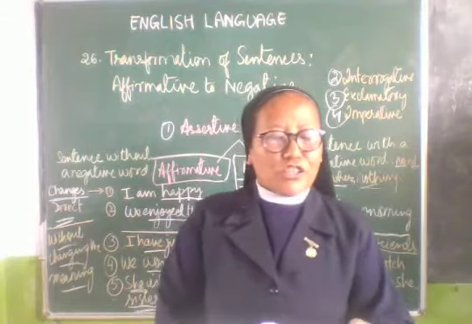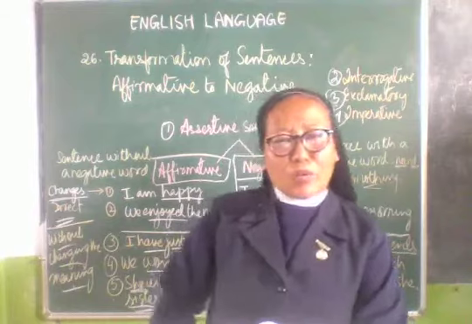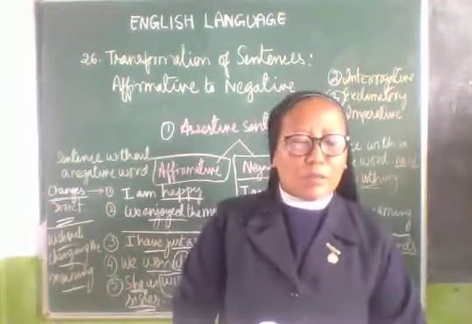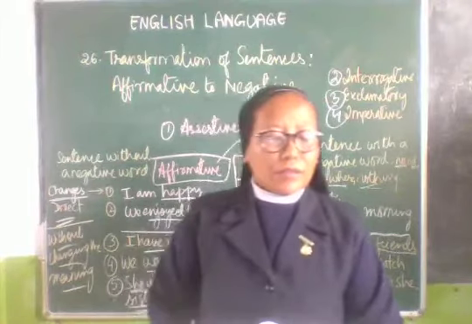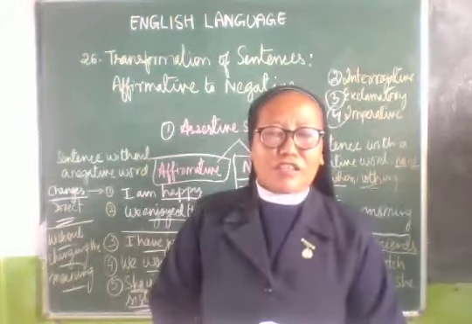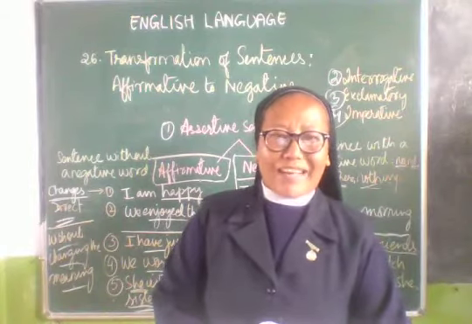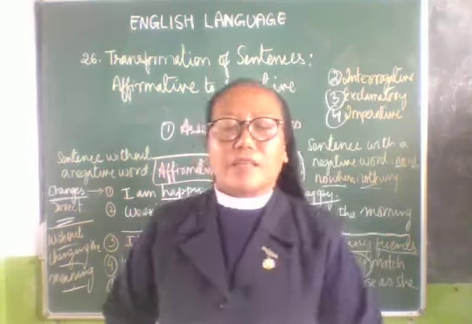Number 5. The politician denied the blame. Denied means saying no, I did not do it like that. So the politician did not deny the blame. Spelling is D-E-N-Y. Okay? Deny. Yes.